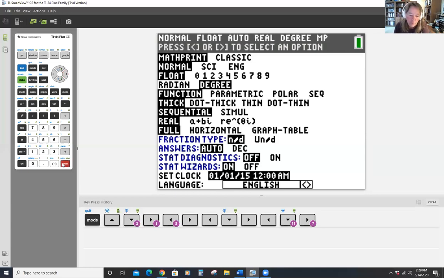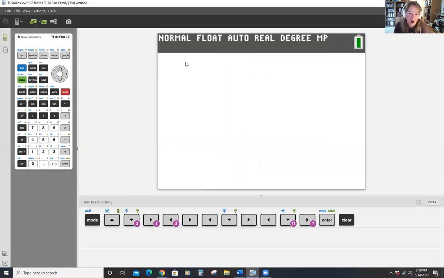So make sure you have those set, and then if you don't want to see the screen anymore, you can hit clear, and you'll go back to it. All of your settings will be here across the top. The most important ones to have is you need to be normal, float, and degree. Those are the most important ones.